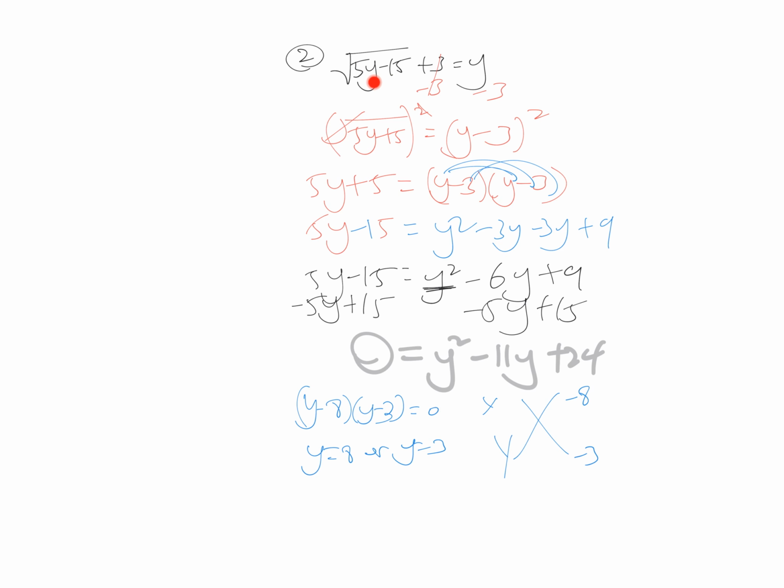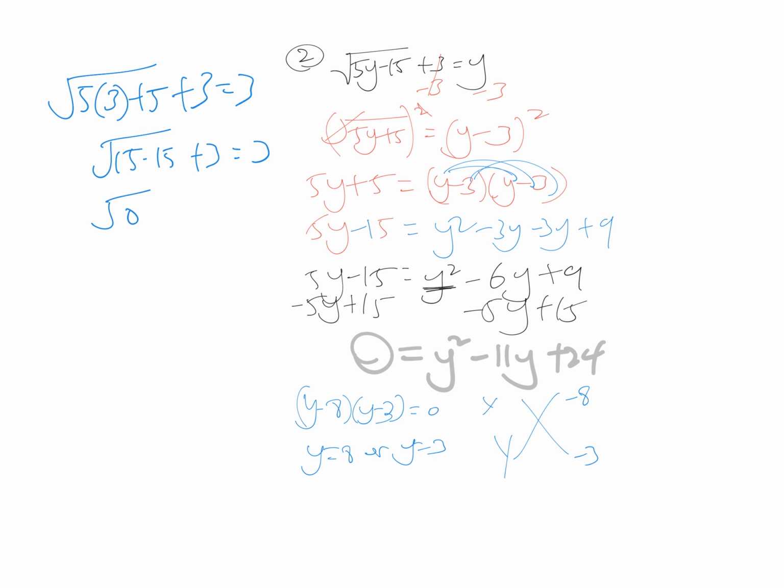5 times 3 is 15. 15 minus 15 is 0. Square root of 0 is 0. 0 plus 3 is equal to y. That means y is 3. Good. I can also write it out if it makes it better. So 5 times 3 minus 15, plus 3 equals y, so equals 3. And you'll see that the left equals the right. So 3 is a valid solution.